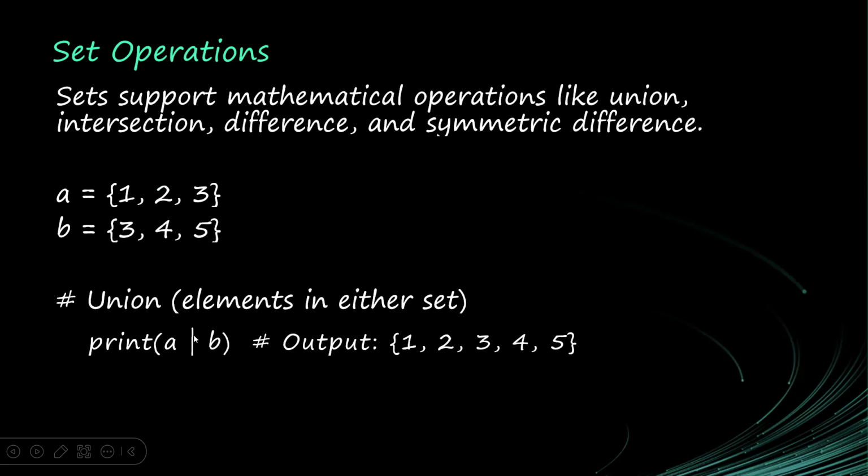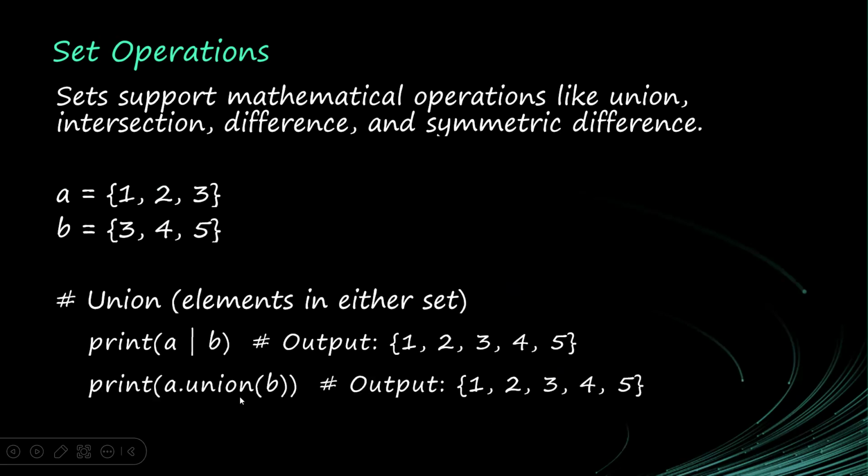So you either use the pipe symbol to do the union, or you say A dot union B. A dot union B, or A pipe B, will merge the two sets. It's just 1, 2, 3 and 3, 4, 5. It will merge them, and because 3 is duplicated, it would only give you one 3. So that is what we have here.